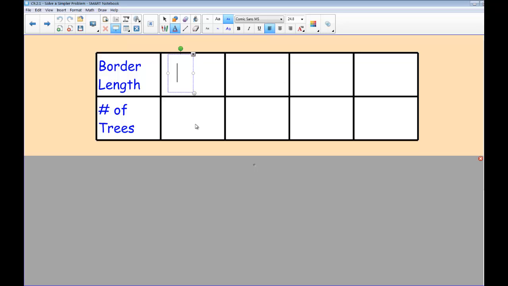So we had a border length of 8 meters, and that was when I had 5 trees. I ramped it up to 6 trees, and I had a border length of 10 meters. And I skipped a bunch. But you could probably figure that if you had 7 trees, you would have a border length of 12 meters. And like I said, we skipped a bunch here. We got ourselves up to 22 meter border length when we had 12 trees.